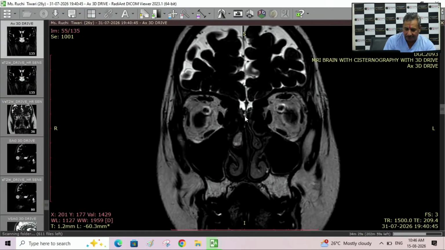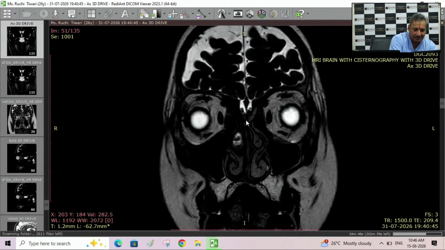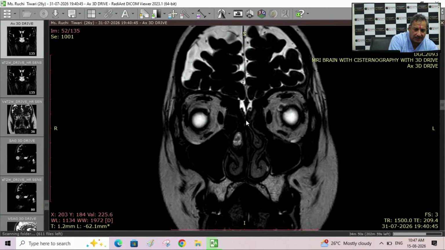But this is not always something you get. The reason is that the CSF is not always obvious at the time of shooting the MRI. If the leak is not there at that time, you may miss this. So at the time of shooting the MRI, there should be an active leak to demonstrate the CSF coming in continuity from the brain down into the nose.